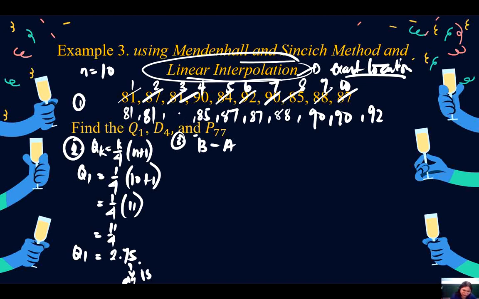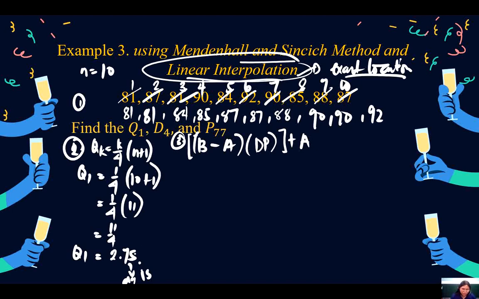Oh, 81. What's the missing number? 84. Okay. So this is the formula for the interpolation. High value, which is denoted by B, minus the lower value, which is denoted by A. We are going to multiply it to DP, which is the decimal point. After we multiply this together, we are going to add this to the lower value, which is the A.